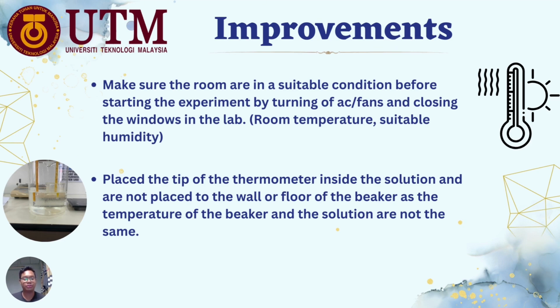So what improvements can we make? The first improvement is to make sure the room is in suitable condition before starting the experiment by turning off the air conditioner and fans, and closing the windows in the lab, to make sure the room temperature and the humidity are suitable for us to go through with the experiment. The second improvement is to place the tip of the thermometer inside the solution and not against the wall or floor of the beaker, as the temperature of the beaker and the solution are not the same.